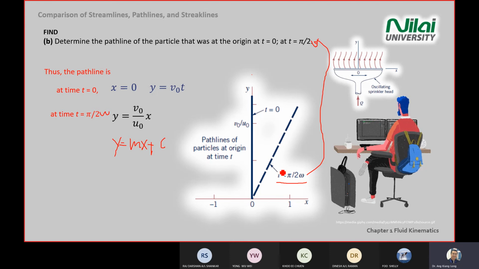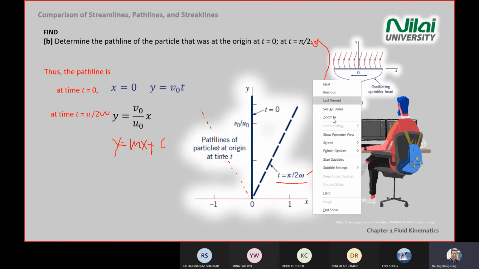All right, so it means that if you change the omega, you're able to change it. If the x is negative, then the m is negative, which means that your line will be like that. Okay.